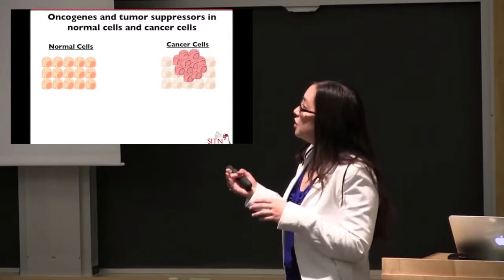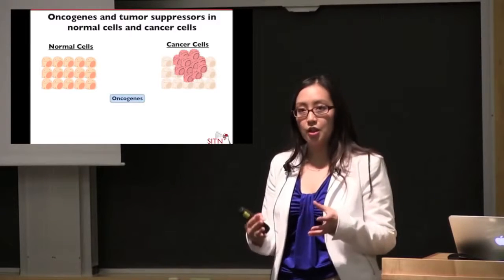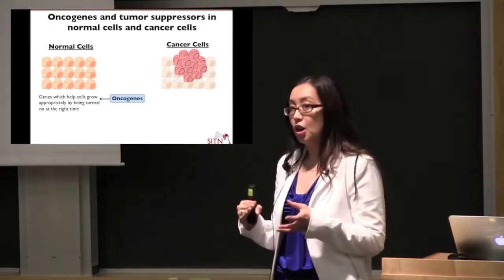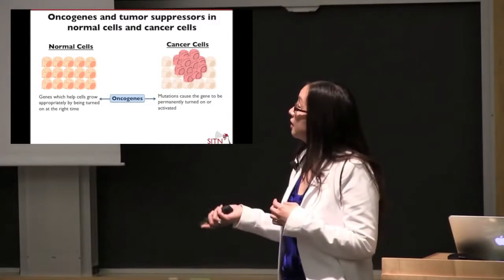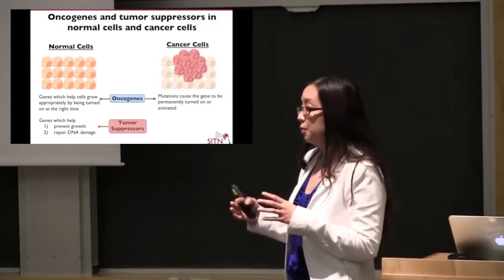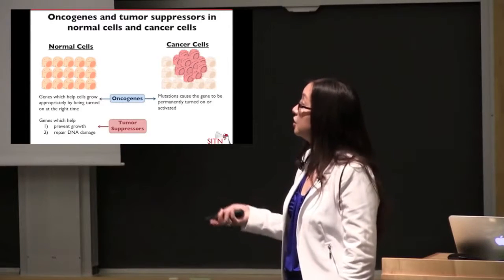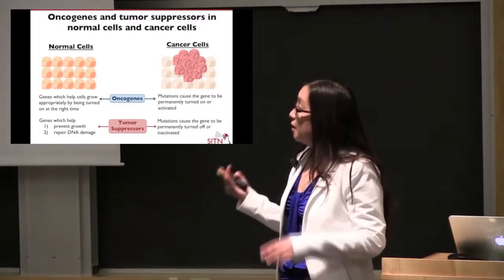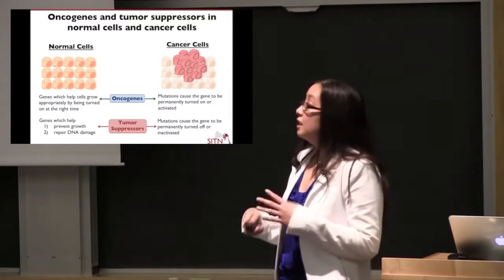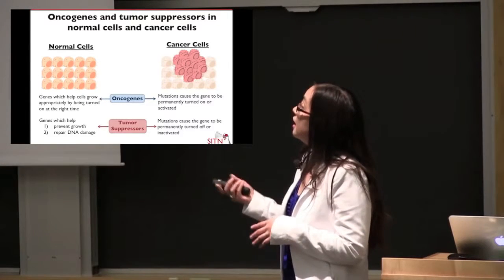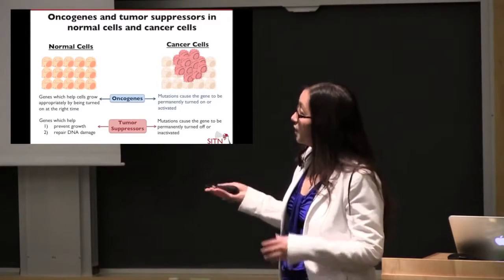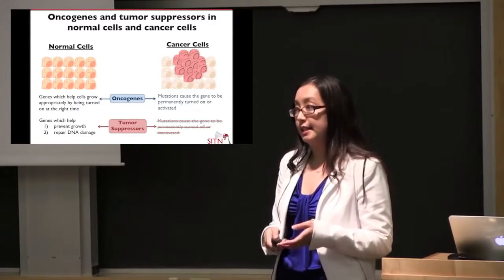And in normal cells, these genes help cells grow appropriately when they're turned on at the right times. However, in cancer cells, there are mutations which cause this gene to always be turned on or activated. Tumor suppressor genes are genes which are suppressing tumors. So these are genes which help prevent cell growth or repair DNA damage. In cancer cells, these genes have mutations which cause the gene to be permanently turned off or inactivated. So essentially in cancer cells, oncogenes are always on and signaling for the cell to grow, and tumor suppressor genes are turned off. So the cell has difficulty preventing growth and repairing DNA damage.